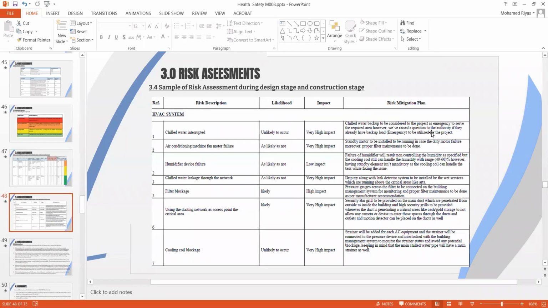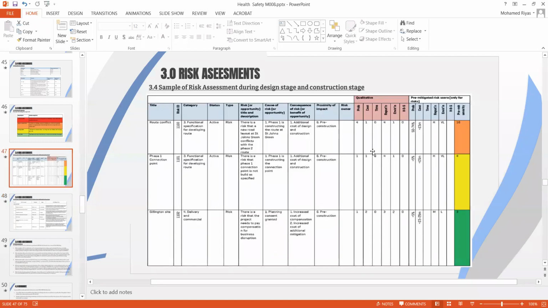However, we have raised the question to the authority if they already have backup load emergency to utilize for the project. So there is a safety risk mitigation plan. So if something goes wrong, they will try to activate the mitigation plan. So this needs to be translated into the form of the RSA standard template.